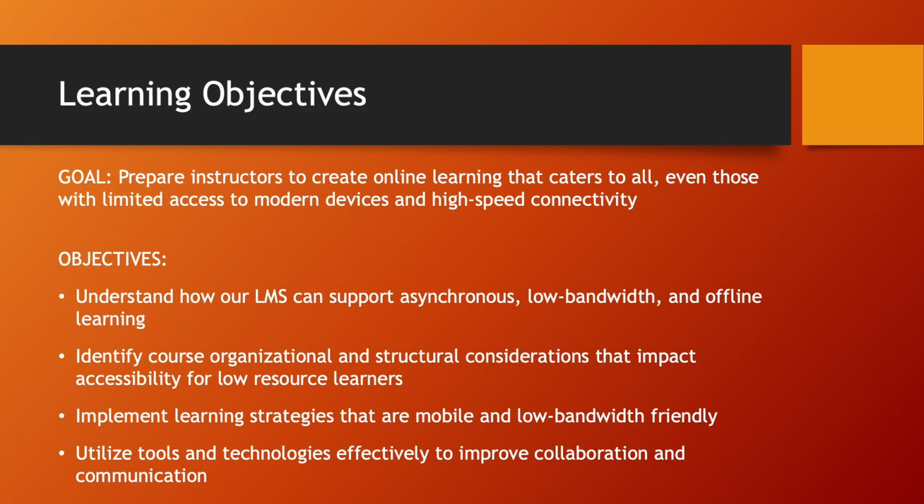Our training today will focus on strategies for developing online training programs that are accessible to students with limited resources, like outdated technology and inconsistent access to the internet. By the end of this session, you'll be able to leverage our learning management system for offline and low bandwidth learning, structure your courses for maximum accessibility, and implement engagement strategies that work even when a student's connection is unstable. You'll also understand the importance of engagement through collaboration and communication, and be able to effectively utilize tools that are available to you.